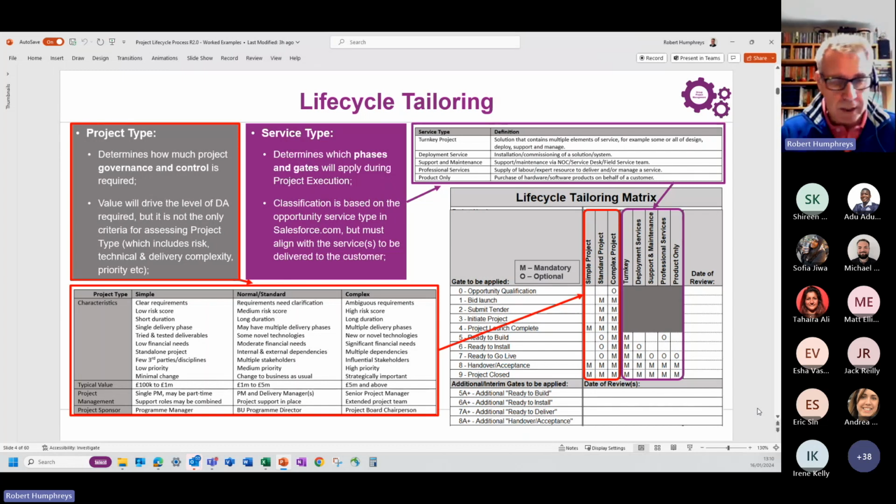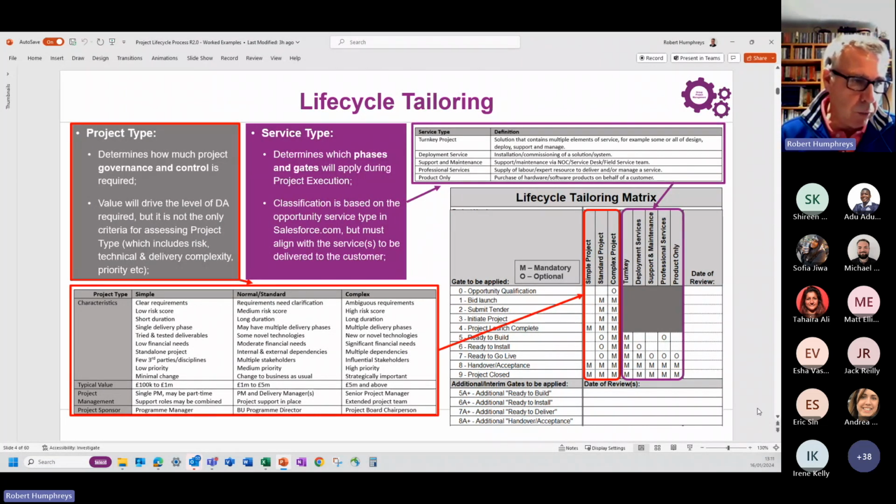So the turnkey is where we're doing everything from design right the way through to delivering the technical solution, and maybe even managing that service into life and beyond. A deployment service is where we're doing the installation and commissioning of a particular technology or a solution. Support and maintenance is where we could be just going in and TUPE-ing and then taking over and running someone else's network. So there's a number of different iterations of what we deliver.